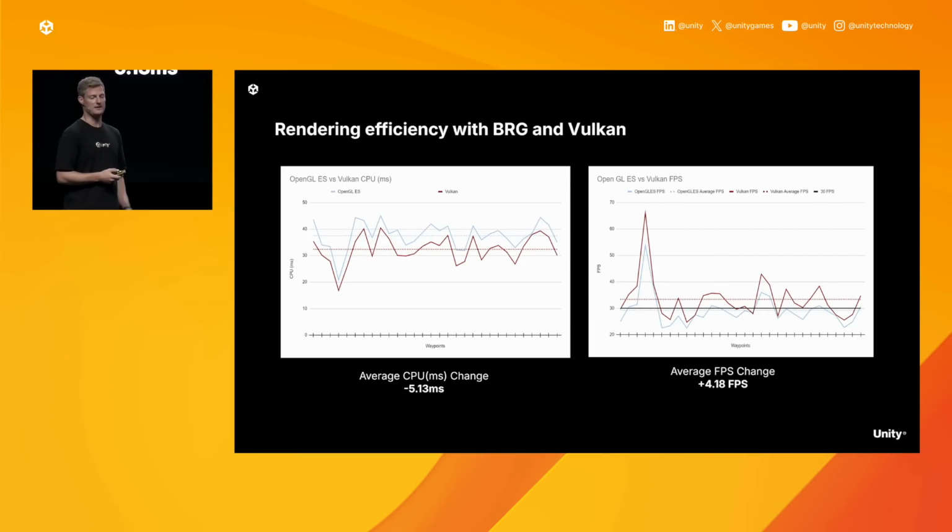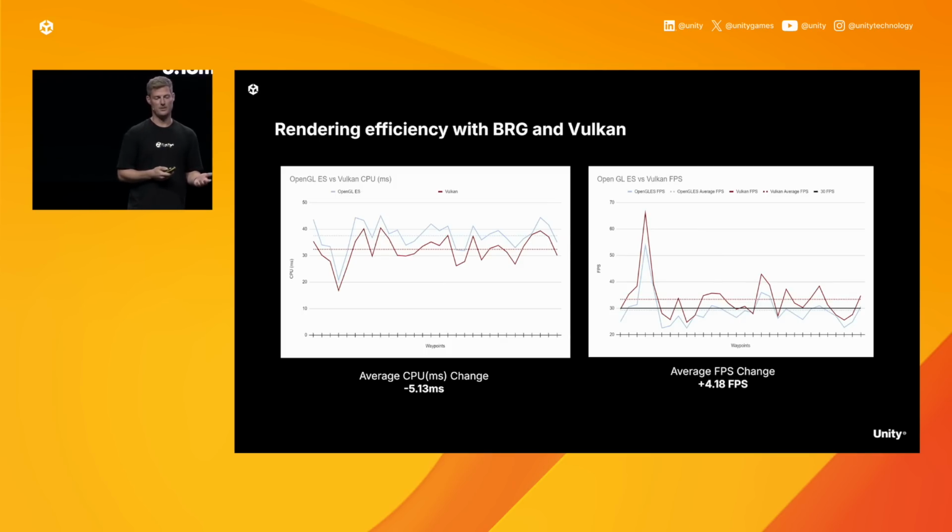Here we can see again a direct comparison between Vulkan and OpenGLES performance, based on CPU on the left and FPS changes on the right. The first chart shows us the average CPU time in milliseconds, and with Vulkan we observe an improvement of around 5 milliseconds on average. This means Vulkan is much more efficient at handling the rendering pipeline, leading to reduced CPU overhead. The boost in the frame rate you see on the right also demonstrates how Vulkan improves the overall performance and responsiveness of the game.